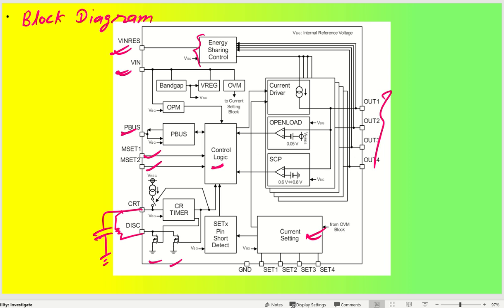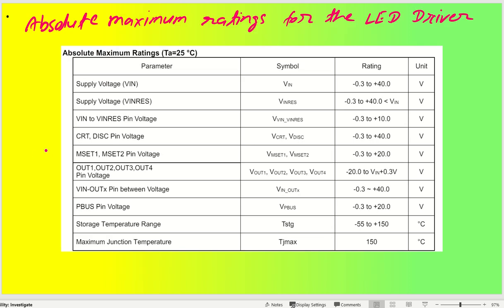Now coming back to some of the parameters of this particular IC. Whenever you take any IC, you have to go through the maximum ratings, that is called the absolute maximum rating. So in the absolute maximum rating, you have supply voltage maximum up to 40 volt. Okay, but the recommendation was up to 20 volt only, so you have to understand that you should not give more than 20 volt at the supply input. Okay, coming back to the supply voltage VINRS, that also is going to be plus minus 40 volt, but it should be less than VIN.